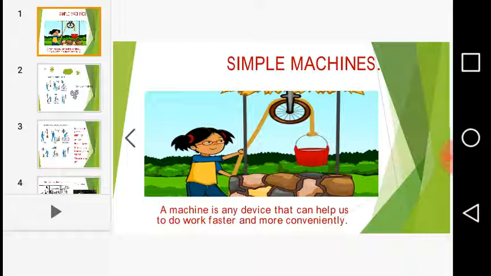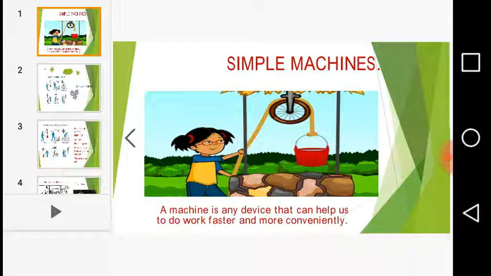Any device or arrangement that allows work to be done faster and neater is referred to as what? A machine. And basically, there are two types of machines: the complex machines and the simple machines.